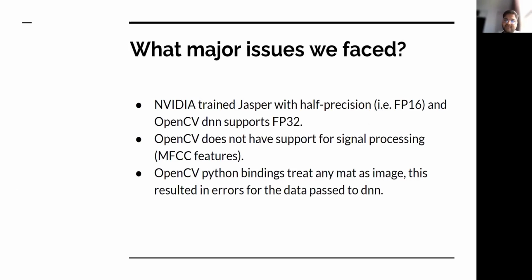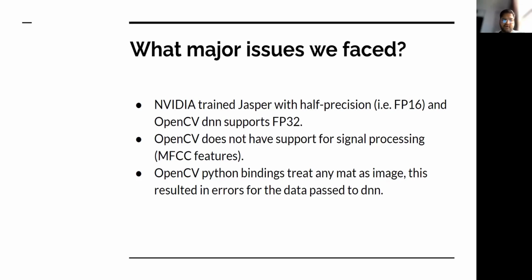So the issues that we faced while developing this sample were three major issues. The first one was that the NVIDIA model that we had in the ONNX format was trained on half precision. That is, it uses the FP16 format to store the weights of the model. The issue is that OpenCV does not support that. The DNN module majorly supports only FP32, which is 32-bit floating point numbers.